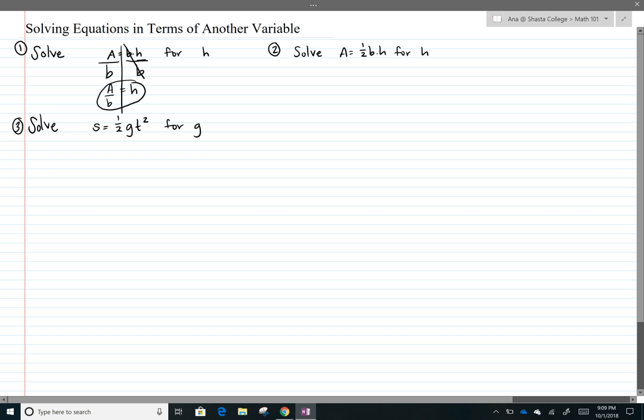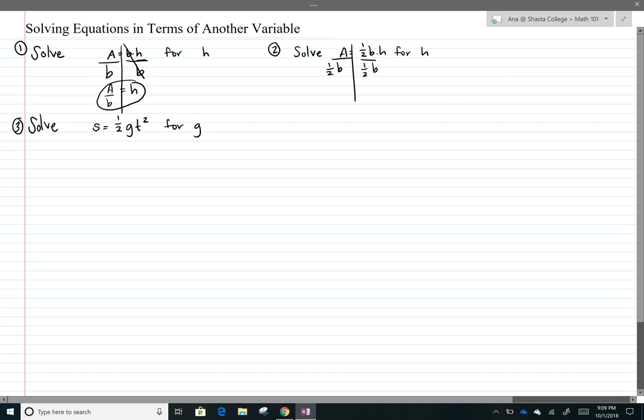Question 2, same idea, but in this case I have a 1/2 B. I want to divide that whole thing away. If I divide by 1/2 B on both sides of the equal sign, I get that H equals A over 1/2 B. And this is a complex fraction because I have a fraction within a fraction, and that's not ideal.